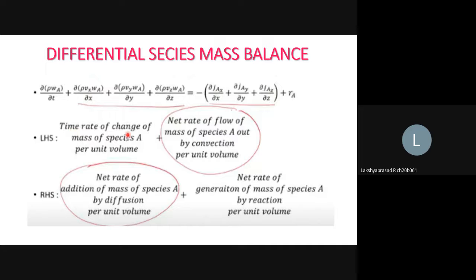On the LHS, we have the time rate of change of mass of species A per unit volume. Obviously, the net rate of flow of mass of species A out by convection per unit volume. These three terms. And then on the RHS, the net rate of addition of mass of species A, addition means inlet, by diffusion per unit volume. And then we have the net rate of generation of mass of species A by reaction per unit volume. In the previous lecture, the small r which we had seen in the integral balance was for the entire control volume, but this small r is per unit volume. Fine. Let's move on.